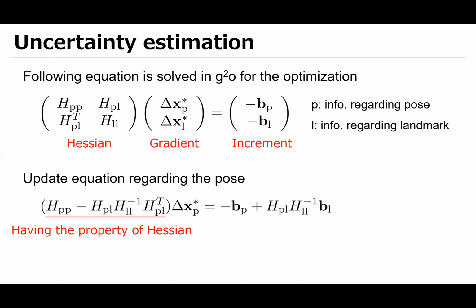Here, the matrix before delta x has the property of Hessian matrix. We denote this matrix as H bar, and the uncertainty of the ORB-SLAM2 estimate, that is covariance matrix, is determined using the inverse of Hessian, where sigma is the scale factor, and that is determined experimentally.